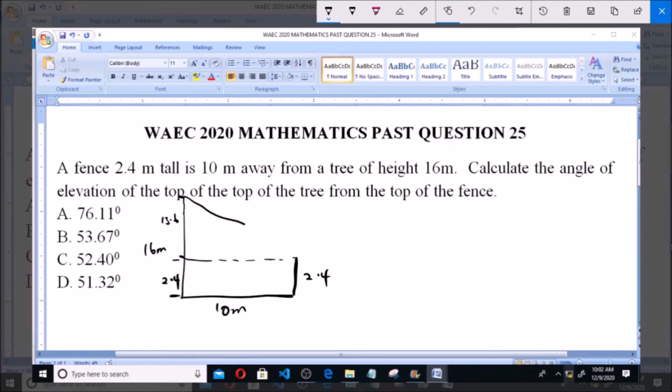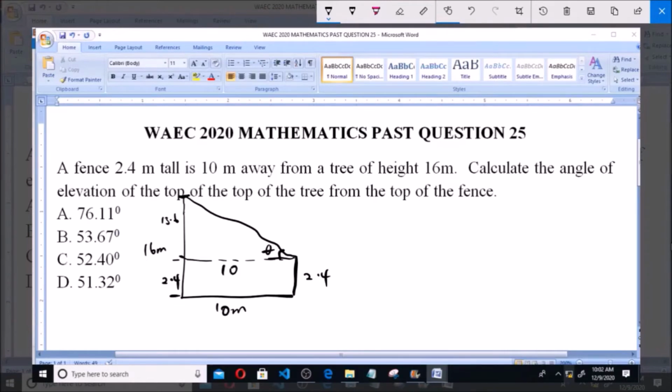Now let's draw it. So we are asked to find the angle of elevation from the top of the fence. That is the angle of elevation of the top of this tree from the top of the fence. So instead of using 16 meters as the height of the tree, because we are picking the angle of elevation from the top of the fence, which is theta, we are going to be using 13.6 meter as the height of the tree, since it is not from the ground level. And here also will be 10 meters.